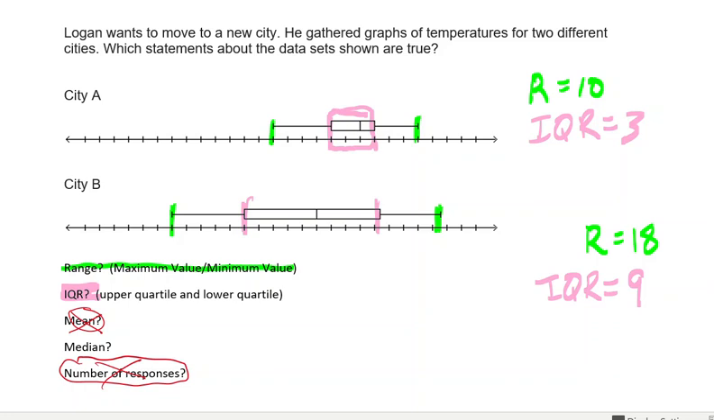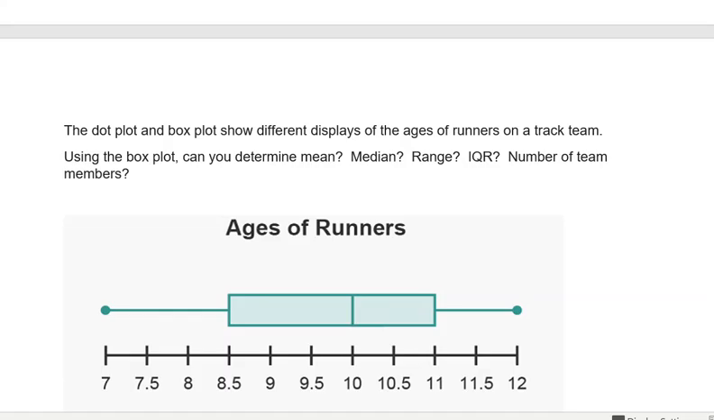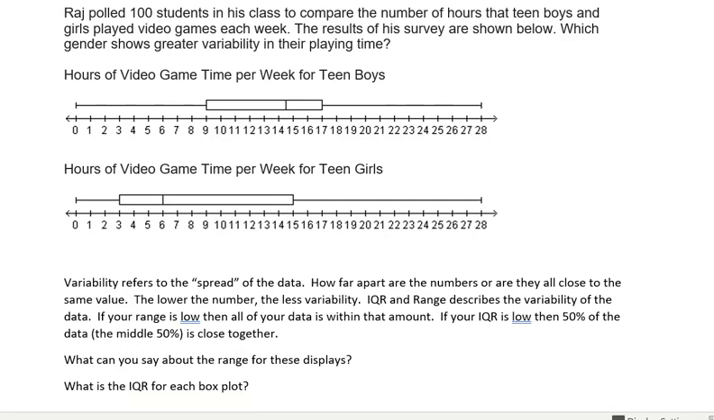So the only thing that you can do with your box plot is the range, the interquartile range, and the median. Let's look at another example. Skip down to, I'm going to look at this again and just ask which gender shows greater variability in their playing time.